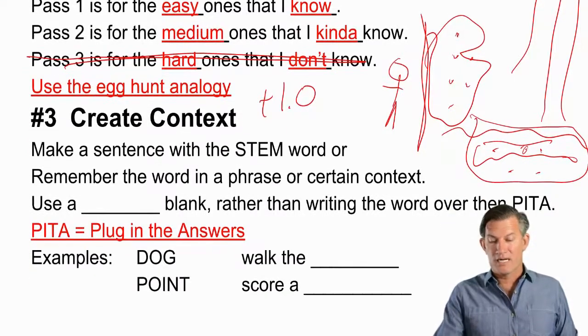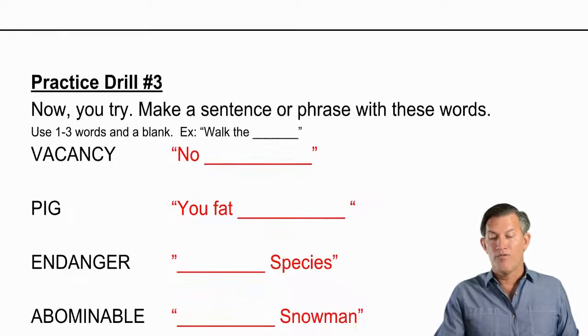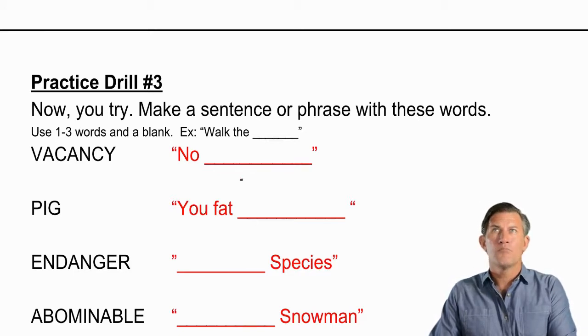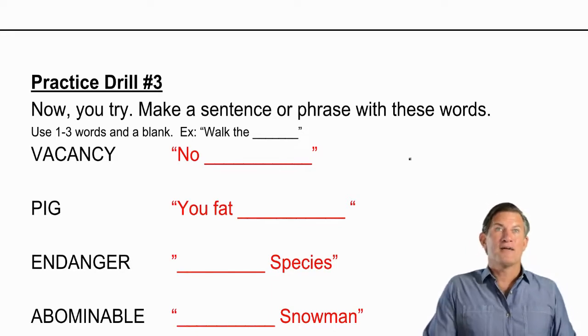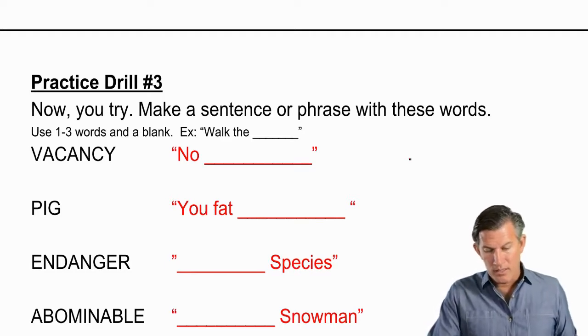Number 3, you're going to create context. We already did this, but here's a practice drill. Okay? No vacancy in the hotel, which means no openings, no vacant. You know, guess what? When it's vacant, it's green. When it's occupied, it's red. Why? Don't go in the bathroom when it's occupied, please. You'll embarrass at least 2 people.